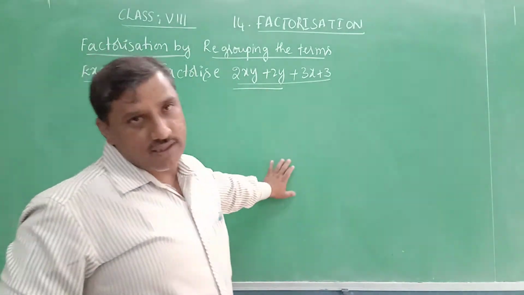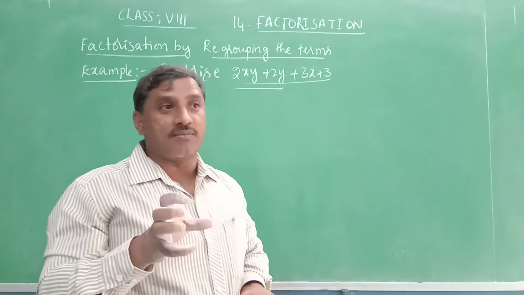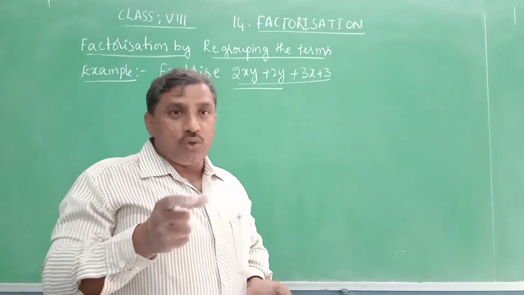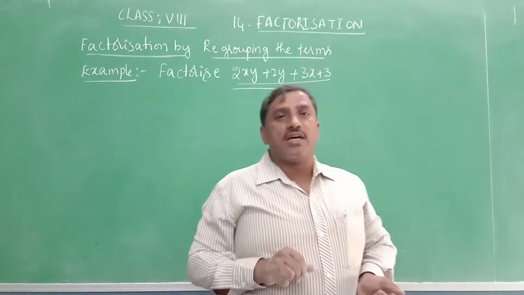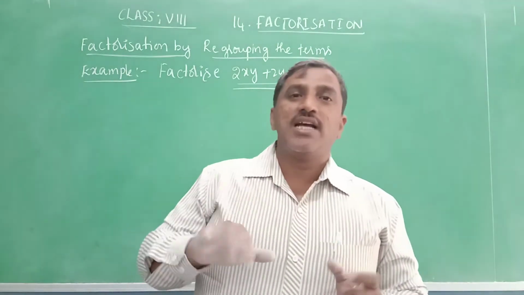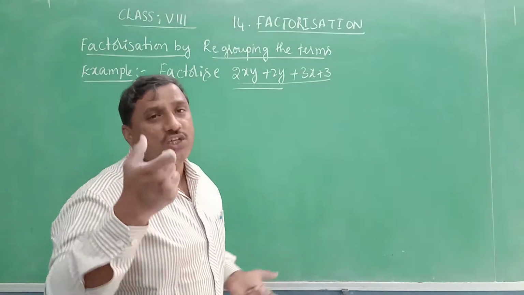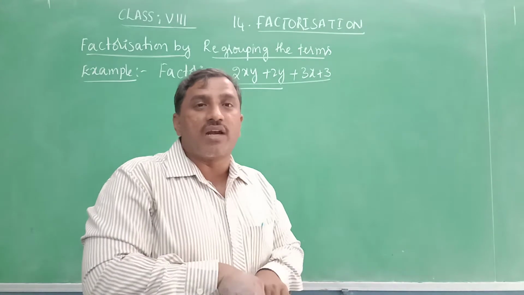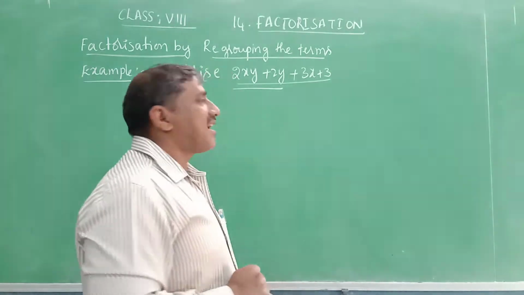Then how do you factorize it? Yes, by regrouping the terms. How do we have to regroup? In such a way that we get at least one common factor for a pair of terms, the first two terms and the next two terms, that is the first and second term, third and fourth term. The first pair of terms and second pair of terms should have a minimum of one common factor. Like that we will regroup the terms, then we will find the common factors. Finally we can factorize this.